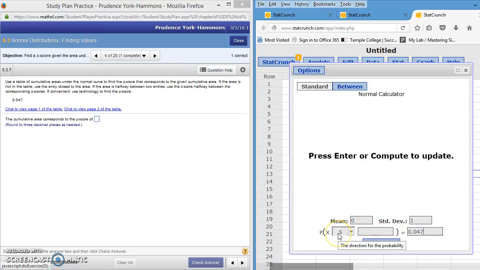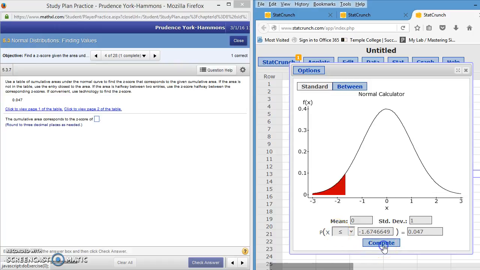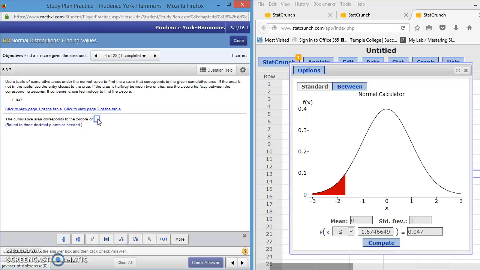And it definitely needs to be less than or equal. I don't know that I mentioned that in the other problem. Be sure that your inequality is less than or equal, because we're looking for the cumulative probability to the left. So the cumulative probability starts at the far left and moves as far as your z value. In this case, negative 1.6746 would be a negative 1.675 to 3 decimal places. So negative 1.675.